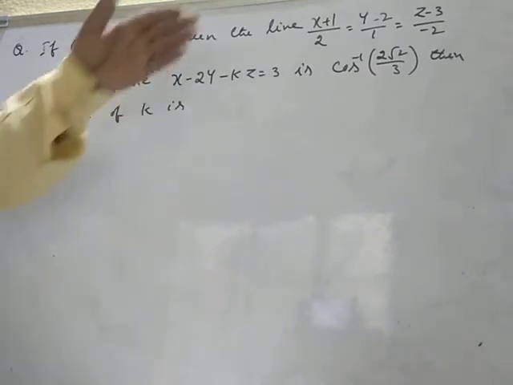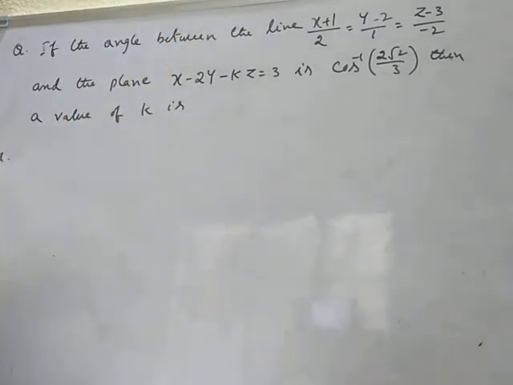Solution. Angle between the line and plane. Here we find out the angle between a line and a plane. For angle between line and line, cos theta is equal to a1 a2 plus b1 b2 plus c1 c2 by square root of a1 square plus b1 square plus c1 square into square root of a2 square plus b2 square plus c2 square. And angle between two planes also uses the same formula.